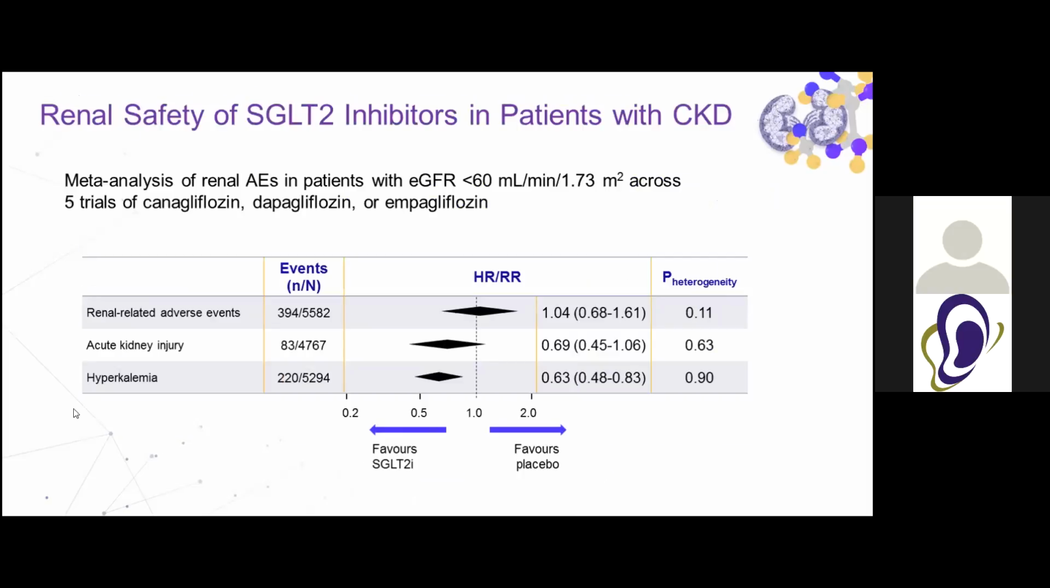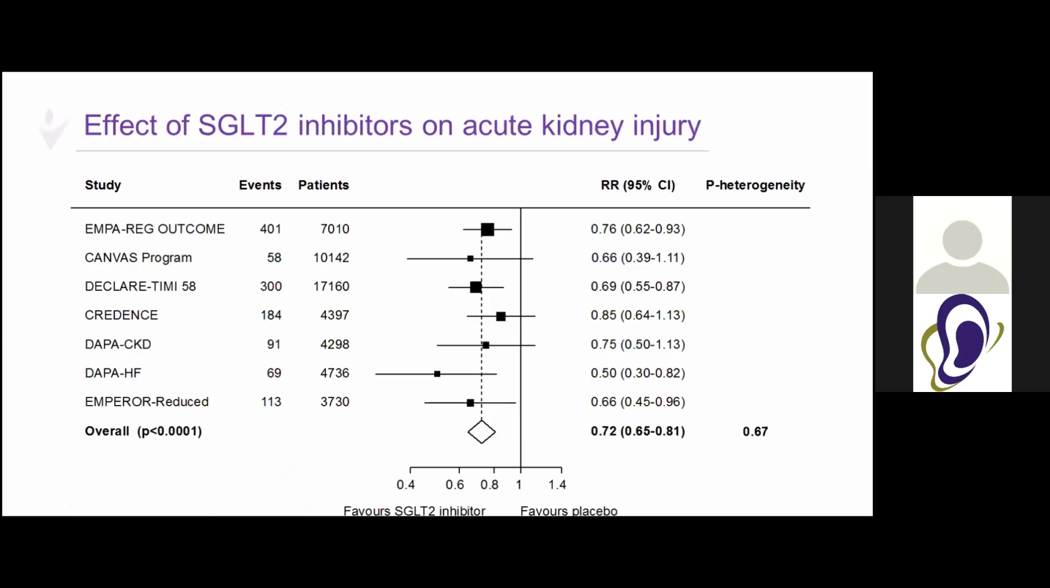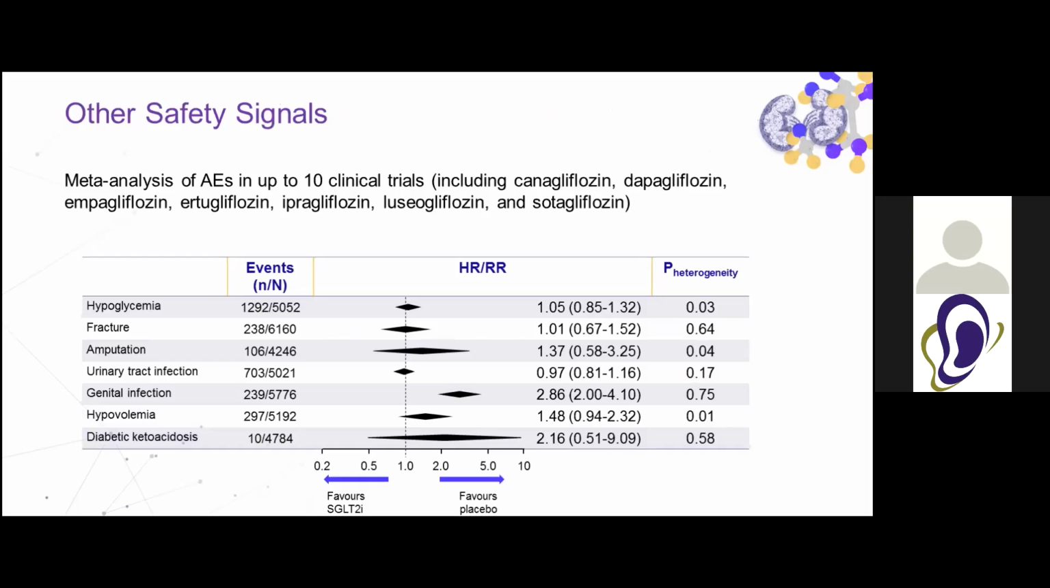The meta-analysis of all the kidney adverse events in patients with low GFRs across 5 trials of CANA, DAPA, or EMPA all demonstrate no major impact and no signal at all for a problem with the SGLT2s. And if you look at acute kidney injury, something that a lot of people were concerned about at the beginning of using these, again, this looks like a favorable effect of SGLT2 inhibitors on acute kidney injury, which I think is really interesting, and we can talk about that as we want.